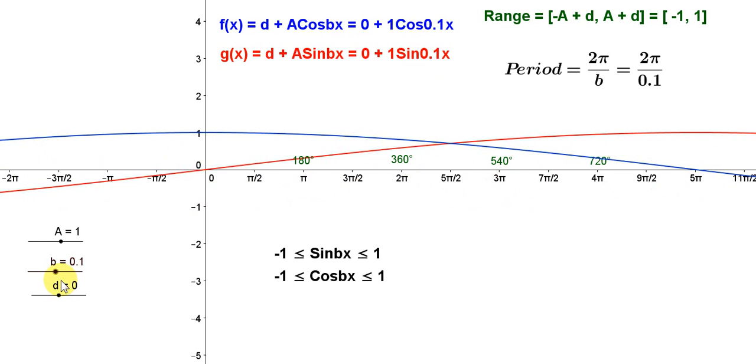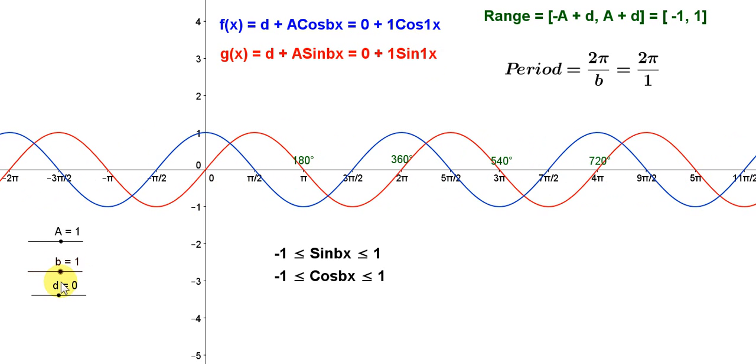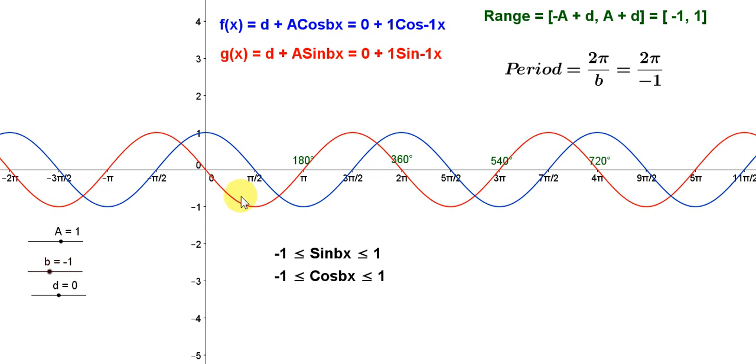So look at this again for b equals plus 1. Here's the sine function. Now if I make b minus 1, you'll see the sine graph being reflected through the x-axis, but the cos function stays the same. And I'll make b go back to plus 1 again.